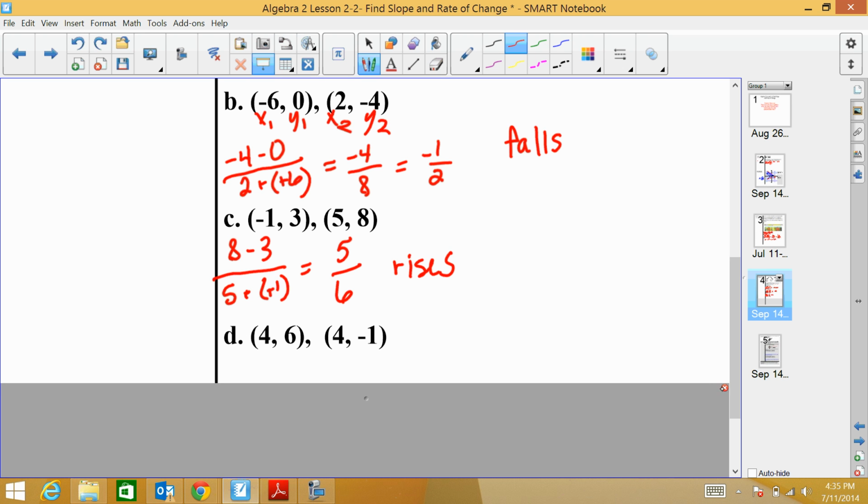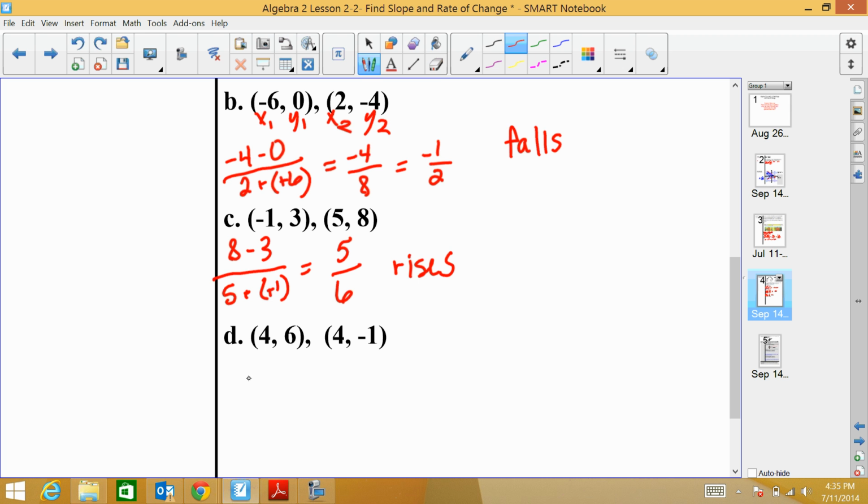And one more example. Negative 1 minus 6 over 4 minus 4 equals negative 7 over 0. Now this one, if you try to put this in your calculator, negative 7 divided by 0, you cannot divide by 0, so this one is undefined. And what kind of line has an undefined slope? It is vertical.